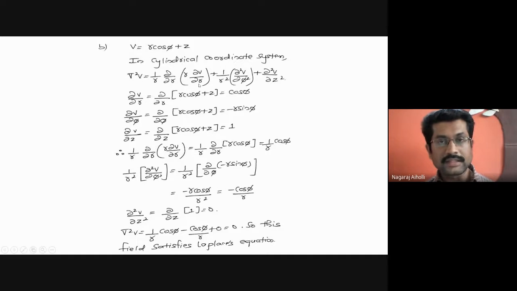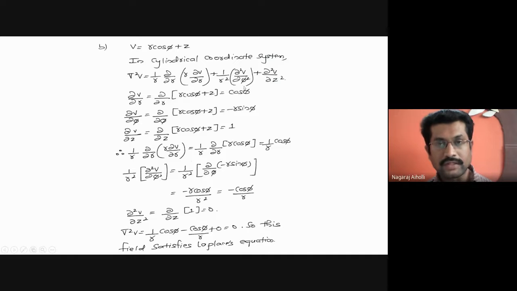Then this inner term, dou V by dou r. Let us find it. That is dou by dou r of V, where V is r cos phi plus z. If we differentiate with respect to r, cos phi is constant, and differentiating r with respect to r gives 1. Differentiation of z is 0. Find all the inner terms first.